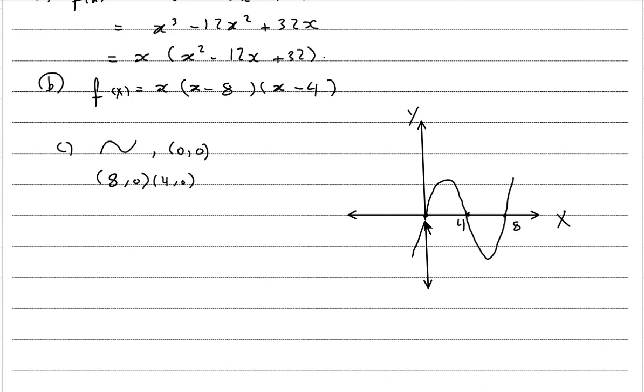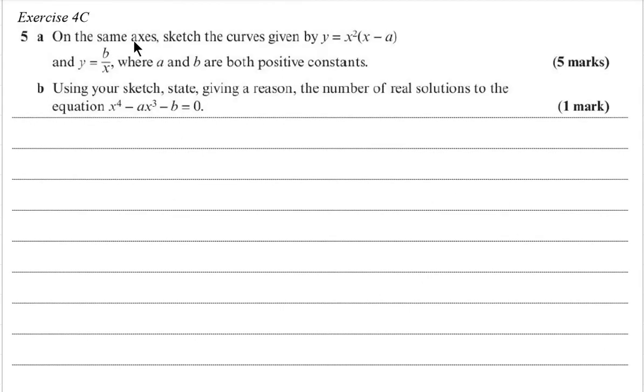Okay. Exercise 4C, question 5a: on the same axis, sketch the curves given by y equals x squared times (x minus a) and y equals b over x. a and b are both positive constants, okay? For the cubic graph, we have x squared times (x minus a), so the coefficient of x cubed is positive, so the curve should be up, down, up, and also we have 0 and 0, and a and 0. So the curve should be like this, up, and at 0 we will go down again and then up again at a. Okay, this is a, which is positive.